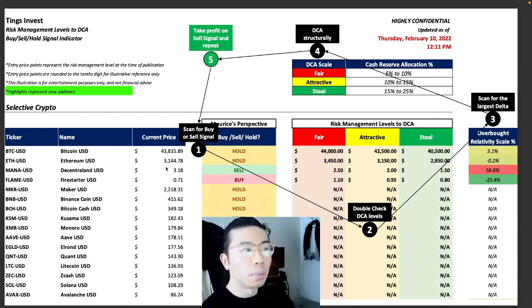And then you repeat the process over and over again, right? This is a relatively defensible method for you to generate consistent return. So it's a 5-step process, relatively simple. Again, you go through step 1, step 2, DCA levels, step 3, look at the biggest delta, step 4, DCA structurally, and step 5, take profit and repeat the money loop cycle that we're talking about.